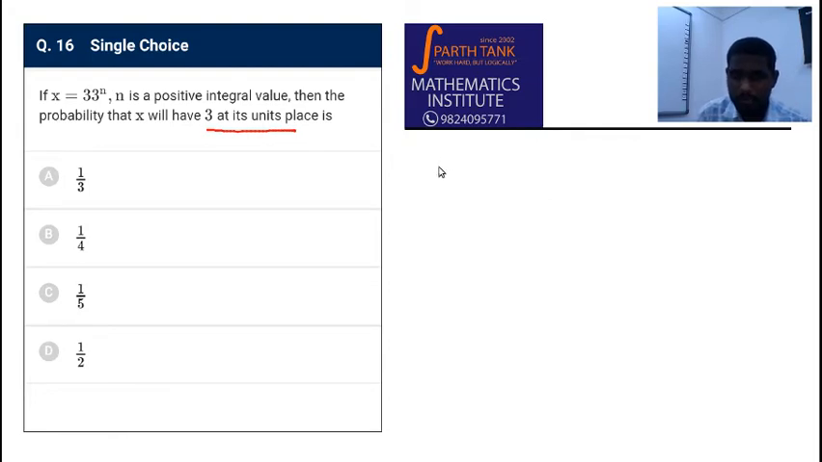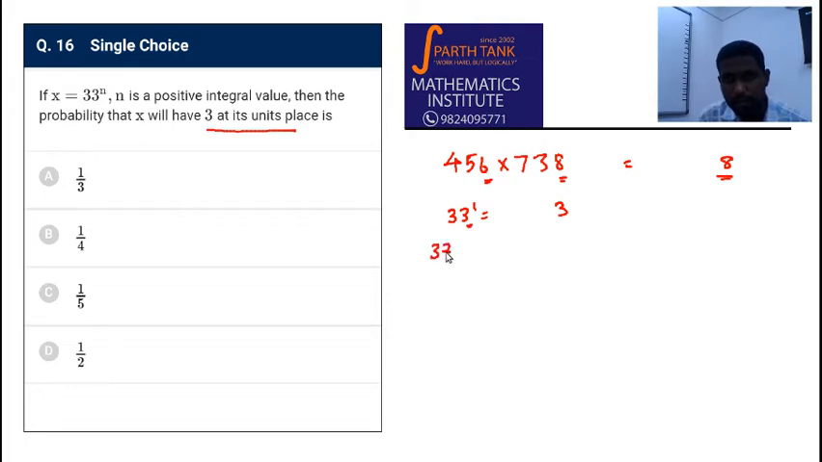If you recognize one aspect, that is, the product of any two numbers, let us say 456 multiplied by 738, the units place is going to be the units place of the product of these two units place numbers. That is 6 8s are 48. Therefore, the units place will have 8 only. It's as simple as that. In the same way, you take 33 raised to 1, the units place is 3.